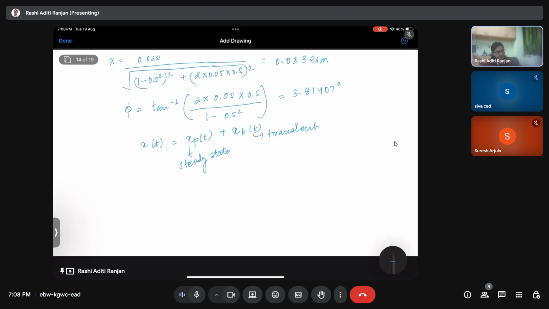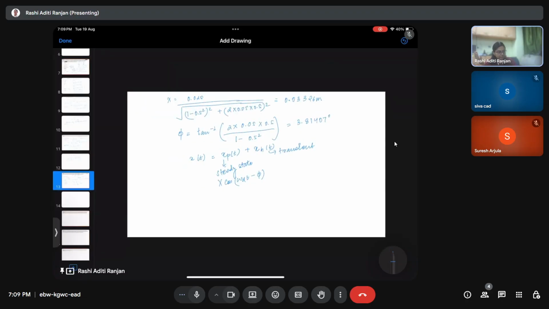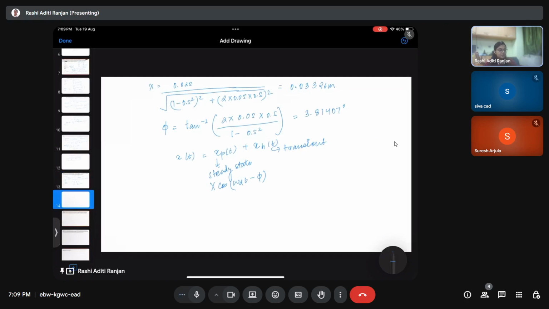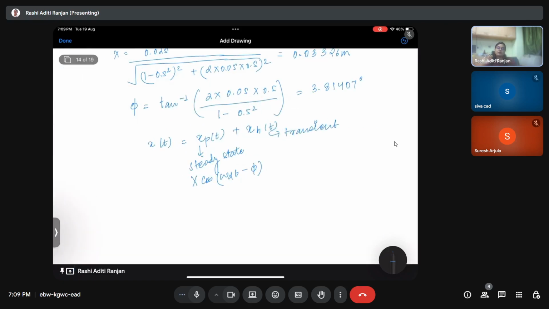For the steady state response, the solution is nothing but X cos(omega_d t minus phi). Yeah, here it should be omega_d, which is the damped natural frequency. X cos(omega_d t minus phi). We have evaluated the value of X as 0.03326 meters, and then we have the value of phi as 3.81407 degrees. Okay, so we can just put in those values.